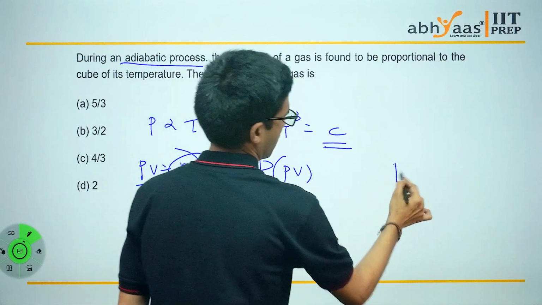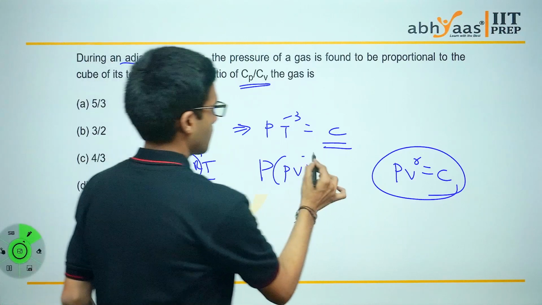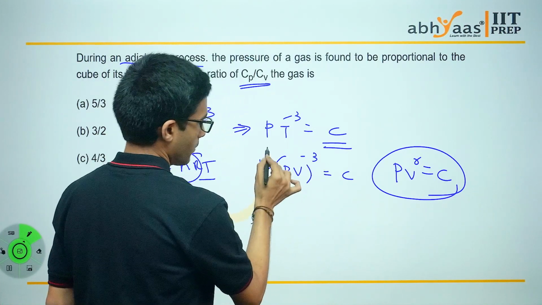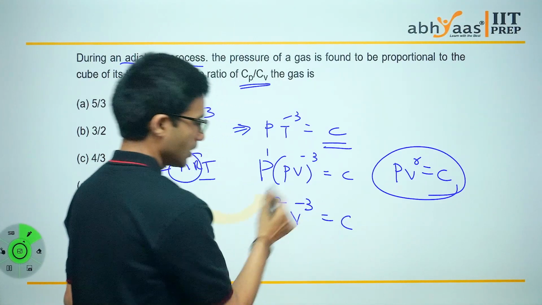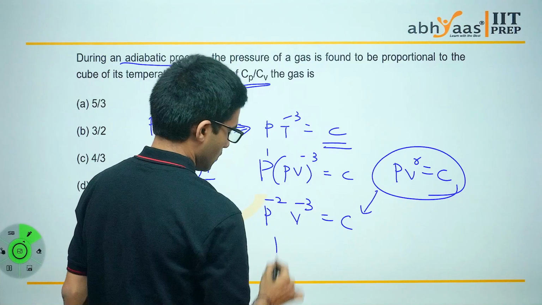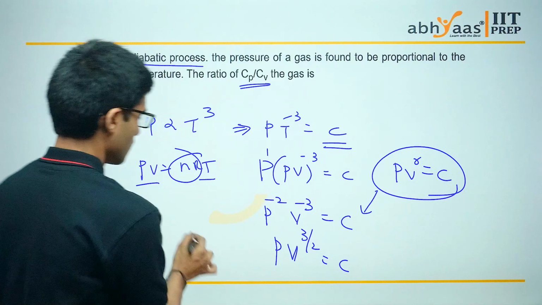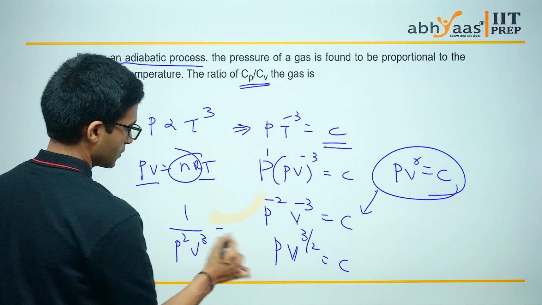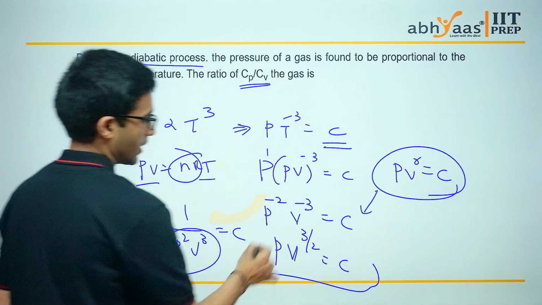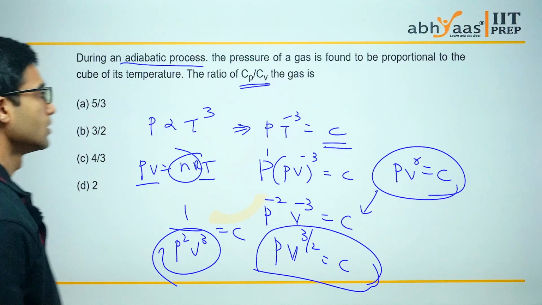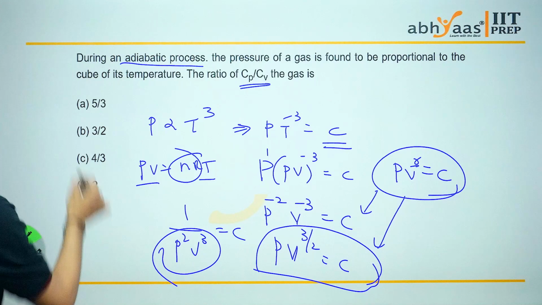You know that PV power gamma equals constant. In terms of this expression we are trying to do, P T power minus 3 is equal to constant. So P power 1, P power minus 3, you will get P power minus 2, V power minus 3. If you bring this to the other side, 1 by P square V cube equal to constant. So P square V cube equal to constant. After that, if you rearrange the terms, PV power 3 by 2. If you see this expression, gamma equal to 3 by 2. Okay, this is the answer.